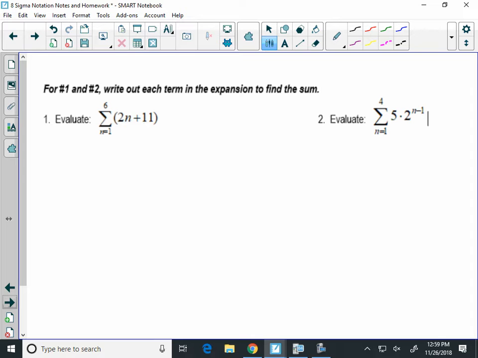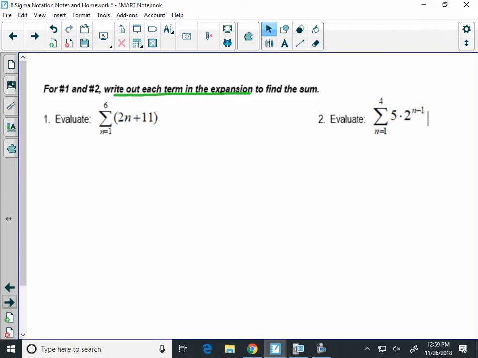Okay. So these small numbers above and below the sigma are called the index, or the indices, if you're making it plural, of the sum. So that tells you what term you're starting at. So we're starting at the first term, and we're adding everything up until the 6th term. What it wants us to do is write out each term in the expansion. That means what is every term that you are adding up.